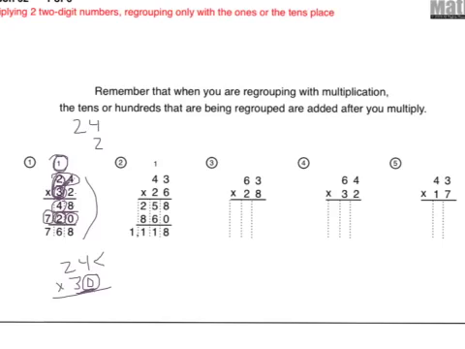So now I've got two answers. I've got 48 and I've got 720. I add those two together to get 768. If it's easier for you, you can split these into two different problems. You can do 24 times 2, like that, and then you can do 24 times 30, because that 3 is in the tens place, and then add these two answers together, if that will help you.